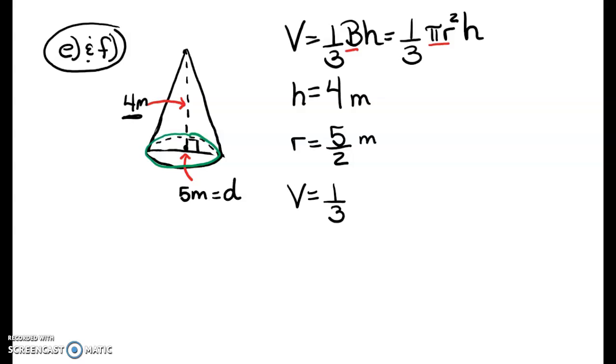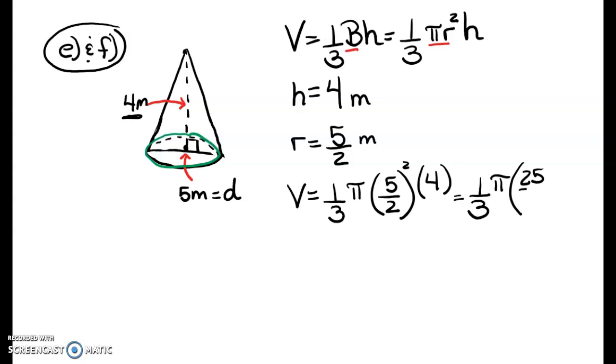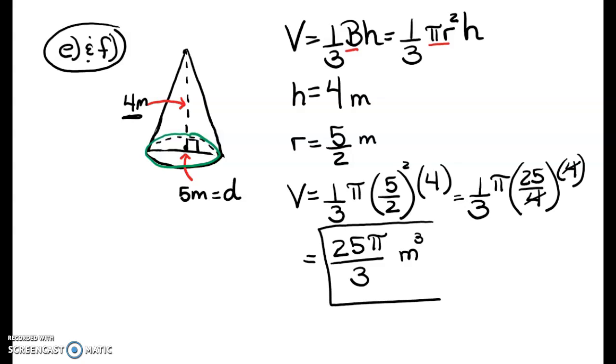It's 1/3 times pi times my radius squared times my height. And I forgot my squared. All right, so what is my radius squared? Well, square the numerator, square the denominator. 25/4 times 4. So I like to reduce first if I can, and I notice that my 4's reduce out, but my 3 does not reduce. So I'm going to end up with 25 pi over 3. My dimensions were in meters, so volume is meters cubed.